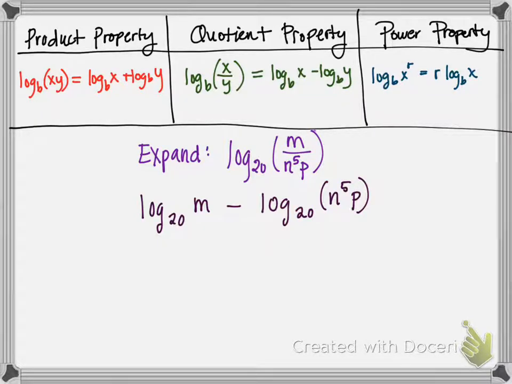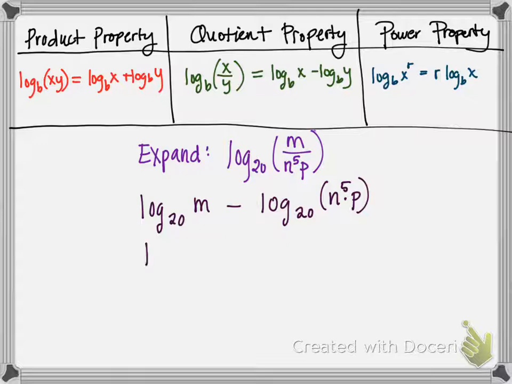So looking at my second log, I noticed that the argument has two parts, the n to the 5th and then the p, and that's being multiplied together. So whenever you have multiplication, we're going to be looking at the product property. So if you're multiplying terms inside the argument, you can expand as addition.